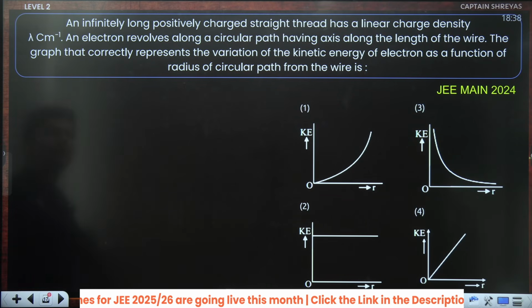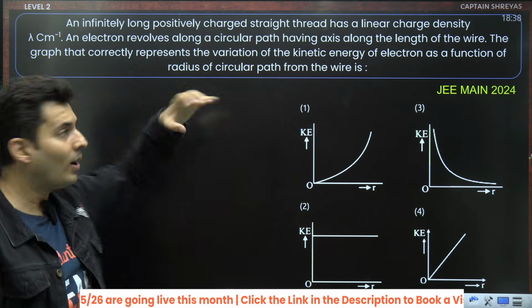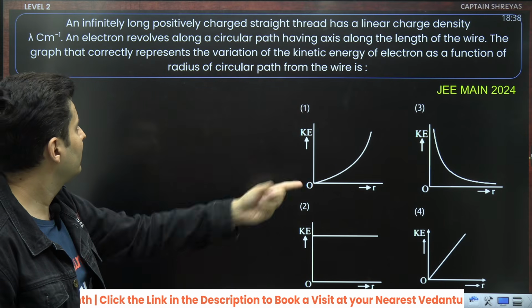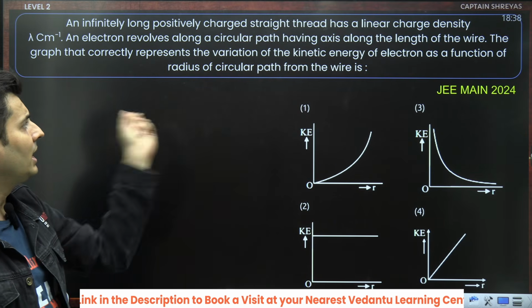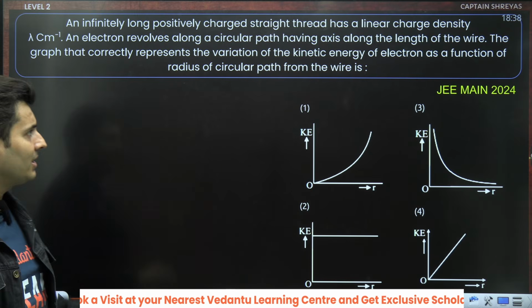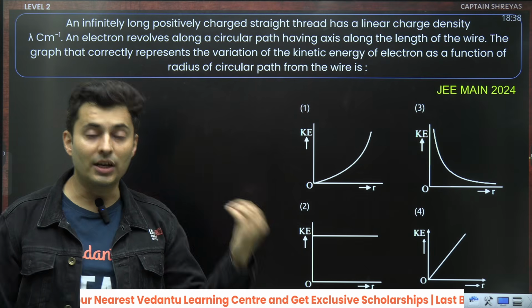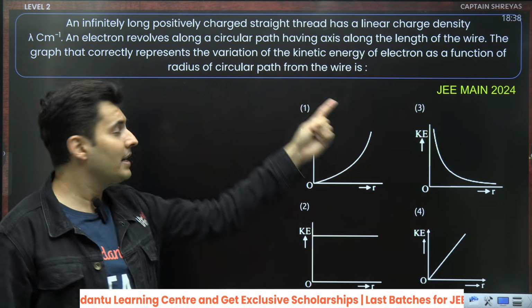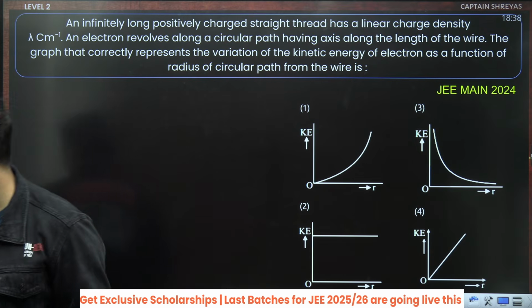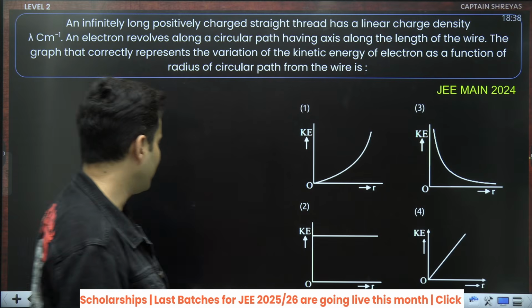Again, we have a new type of question. An infinitely long wire, thread-like, has some linear charge density, and there is a charged particle going around it with the wire as the axis in a circular path. Which is the graph that represents the kinetic energy as a function of the radius of the circular path? This question has been repeated in different ways in different years also, let me tell you.